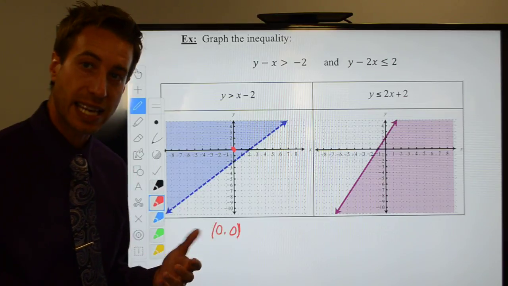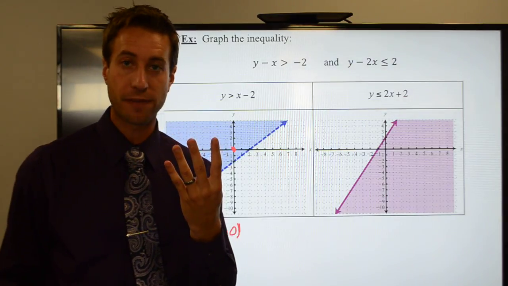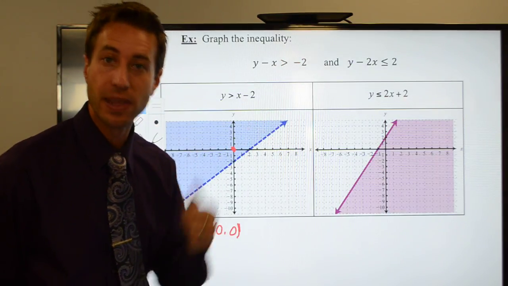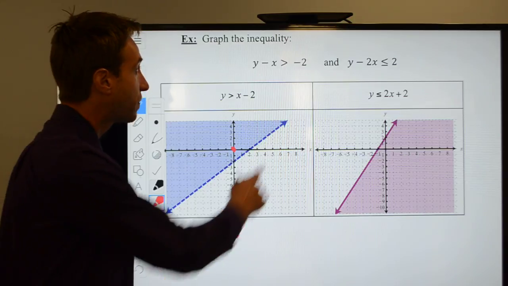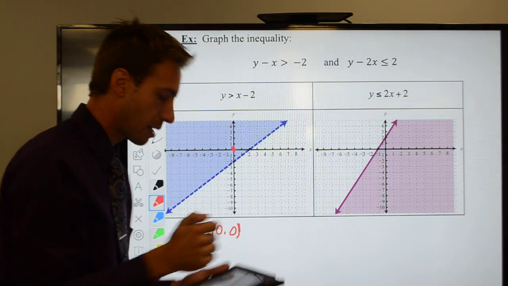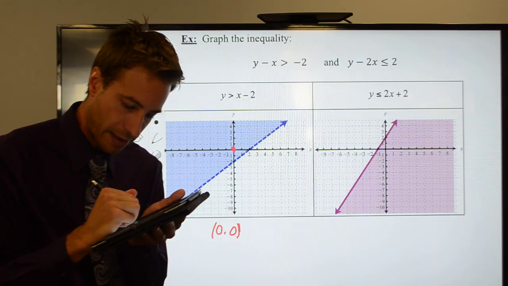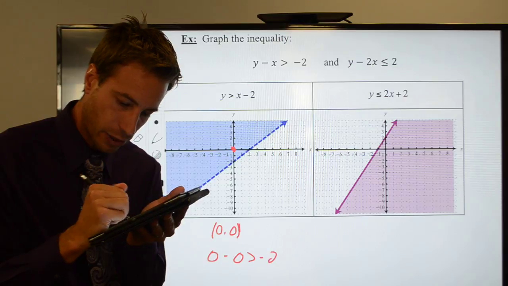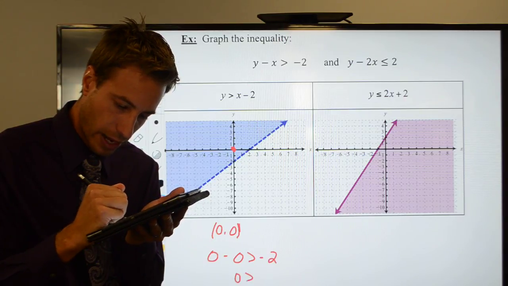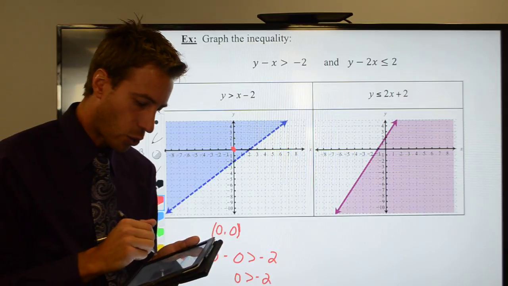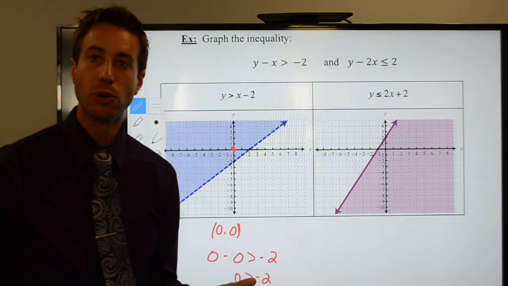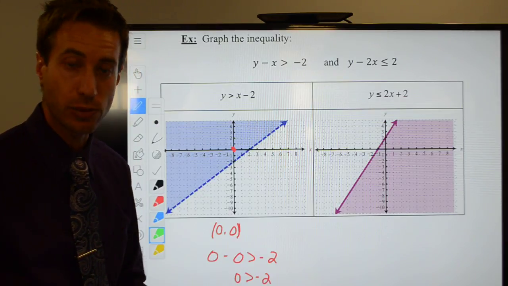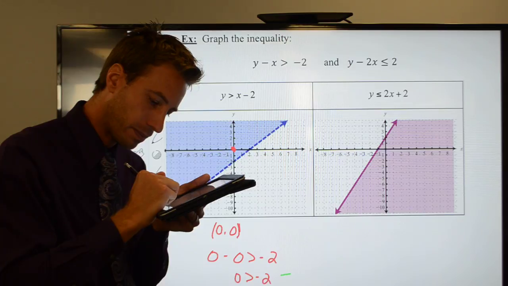Now, what I need to do with that test point in step number 4 of graphing inequalities is plug my test point into the inequality I was given and evaluate. So here we go. My x value is going to be 0. My y value is going to be 0. Let's plug all that in. I have 0 minus 0 is greater than negative 2. I get 0 is greater than negative 2. And the question is, is that a true or false statement? Well, yes, of course 0 is greater than negative 2. That is a true statement.